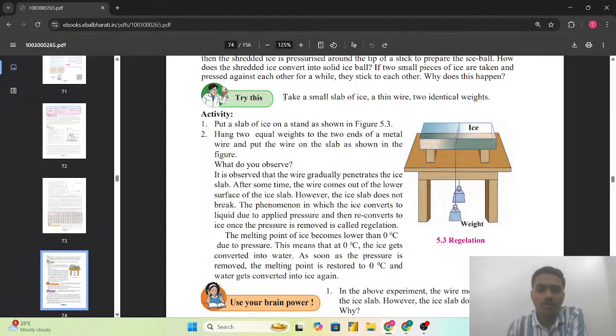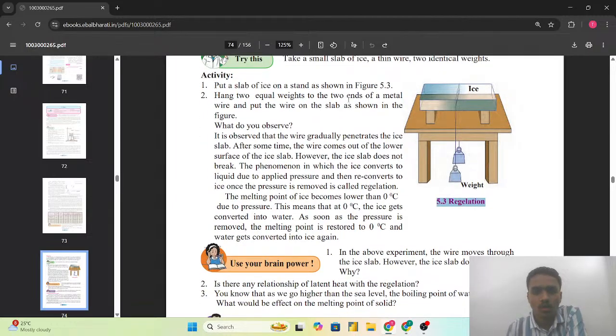So again, we have an activity here. Take a small slab of ice, a thin wire, and two identical weights. Activity: put a slab of ice on the stand as shown in figure 5.3. So we have to take one ice slab, put it on the table, and the wire or string is connected with the weights as shown in figure 5.3. Hang two equal weights at the two ends of the metal wire and put the wire on the slab as shown in the figure. What do you observe?